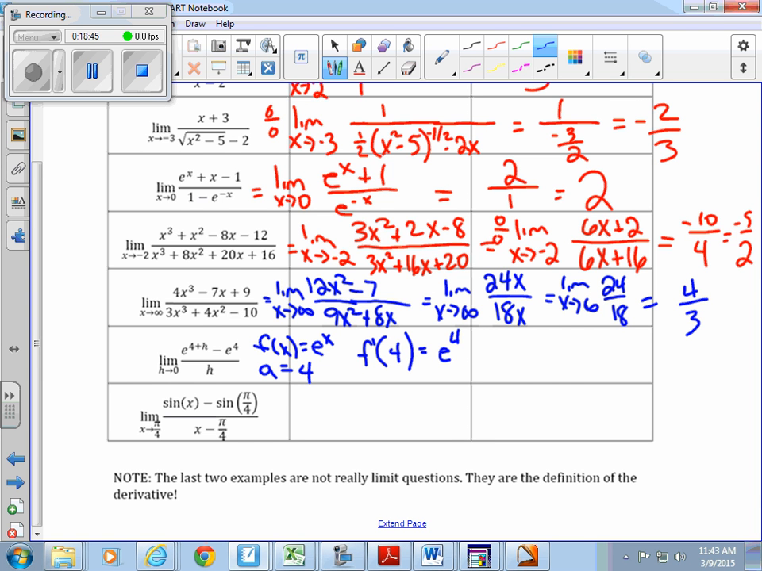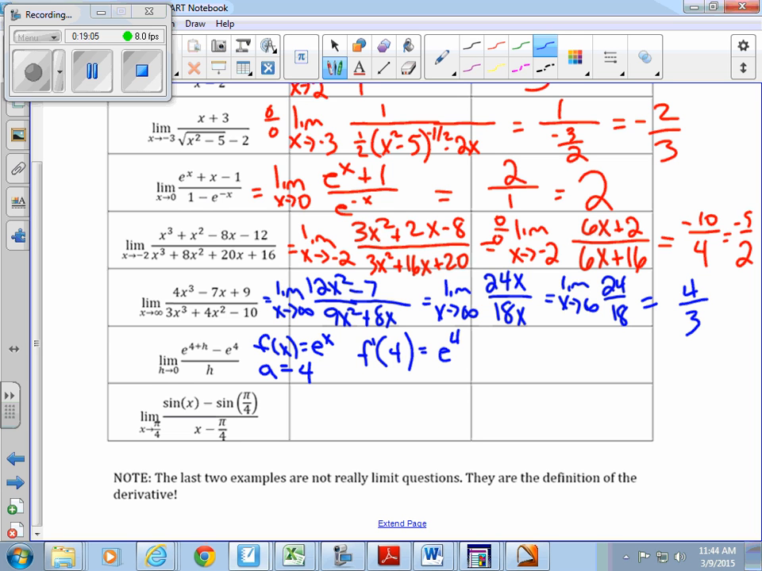Now, could you have done L'Hopital's rule? Yes. If you did L'Hopital's rule, you'd get the derivative of that first piece, which would be e to the 4 plus h times 1. And then on the bottom you would get 1, and then you plug in 0, you'd get e to the 4. So you get the same answer either way, with L'Hopital's rule or using a derivative.